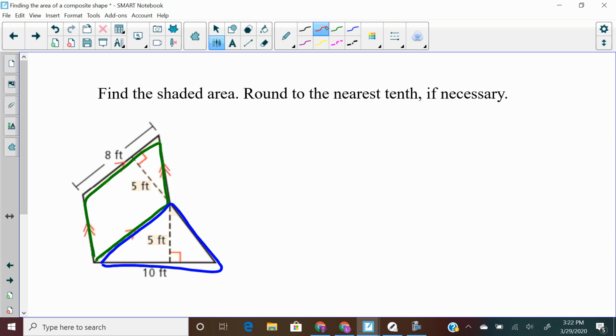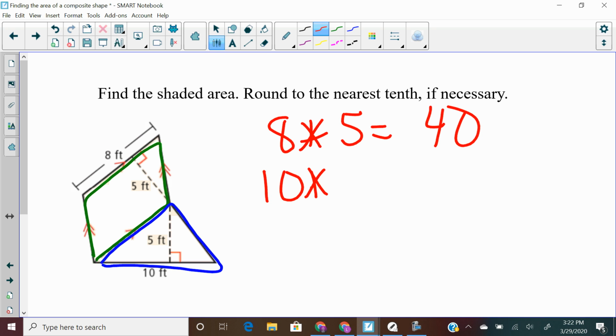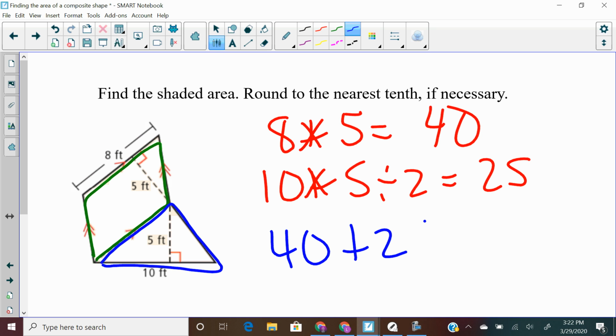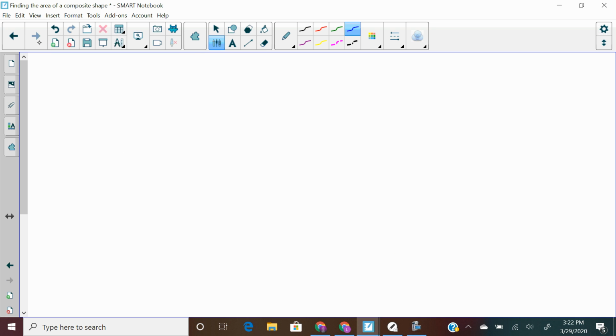The base of the parallelogram is 8 and the height is 5. So I do 8 times 5, because that's the formula for a parallelogram, which is 40. The triangle is 10 feet for the base and 5 for the height, so I do 10 times 5 divided by 2, which is 25. Then I get 40 plus 25, which is 65. So 65 feet squared. That was our last example.